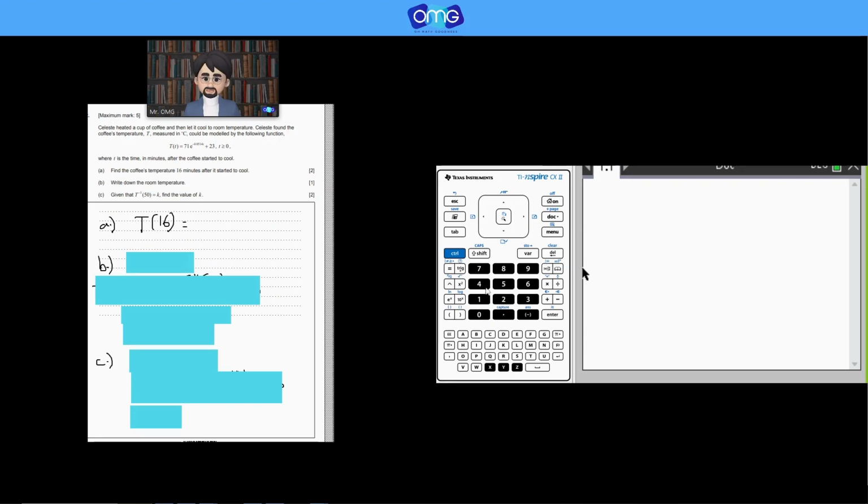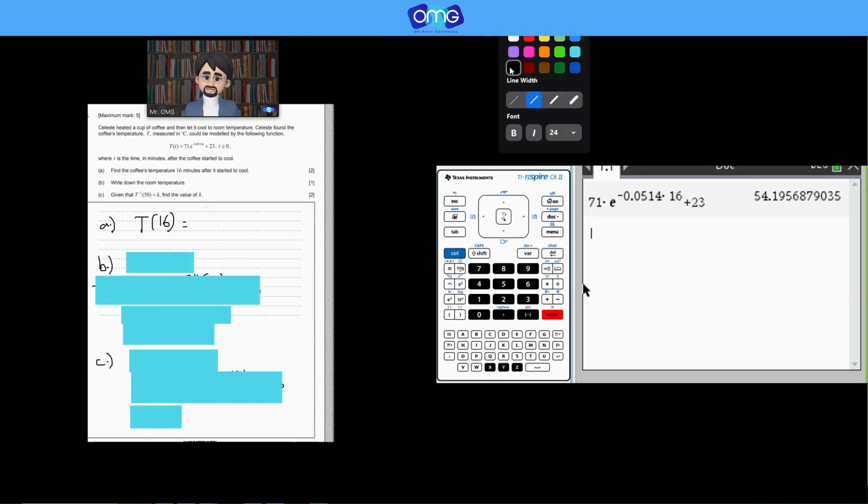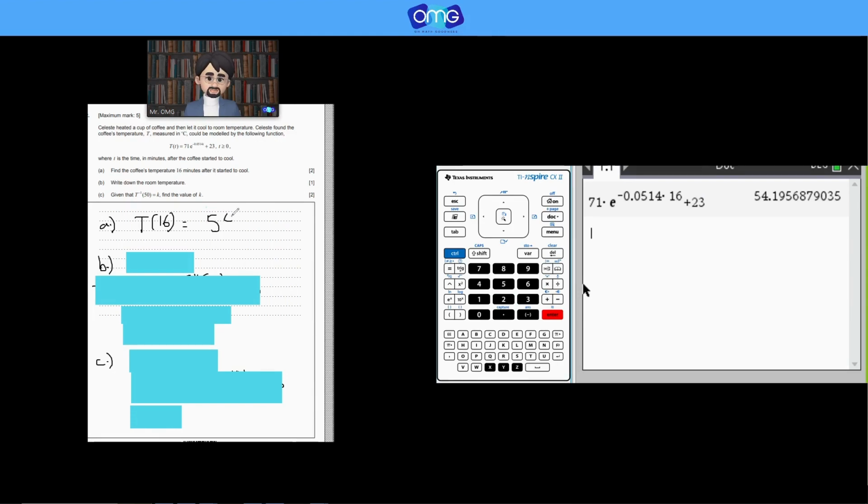So we substitute using this: 71 times e to the power of negative 0.0514 multiplied by 16, plus 23, and we simply get the answer 54.2 degrees. Okay, we round off to 54.2 degrees. We just substitute 16. And what is the room temperature?